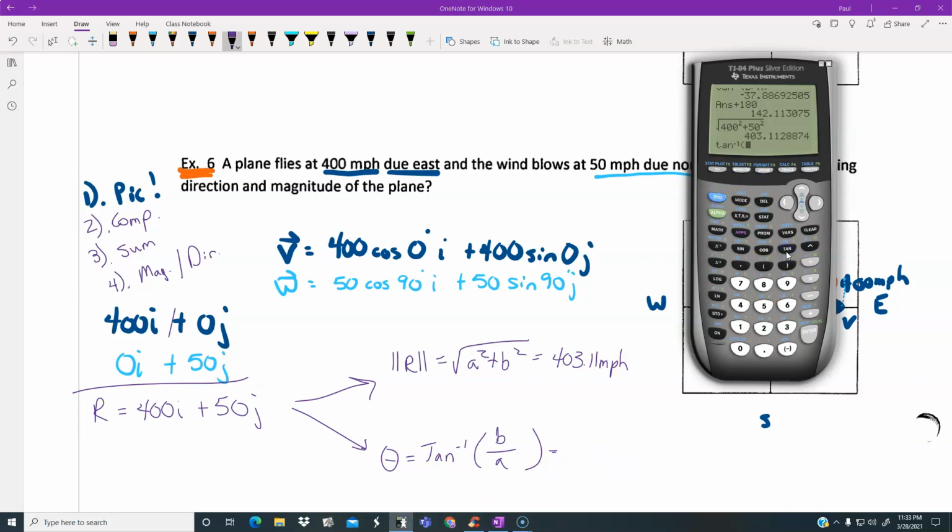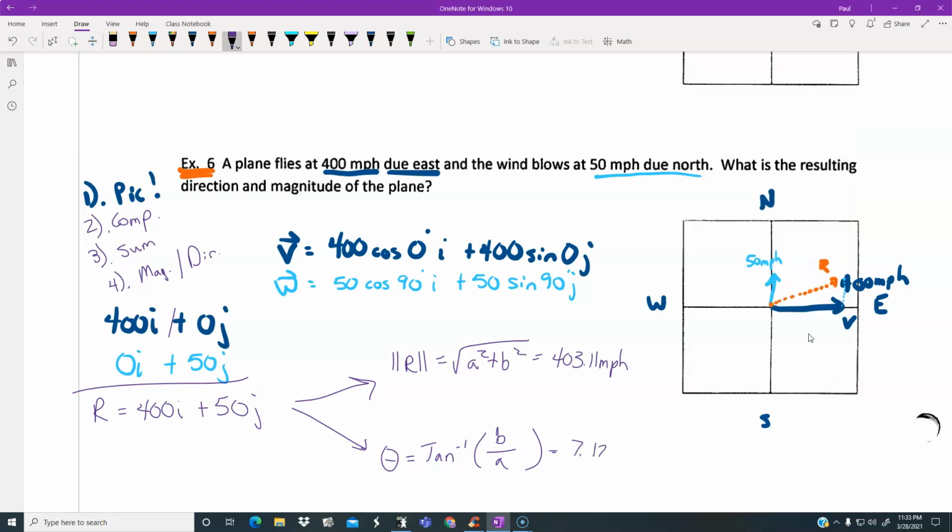The inverse tangent of b over a would be 50 divided by 400, and that answer would be a 7.12 degree angle. Now, what is that angle really at? It's this angle that's listed right here, and that angle is a 7.12 degree angle being pushed in the northern direction.